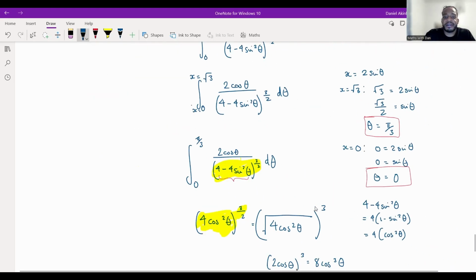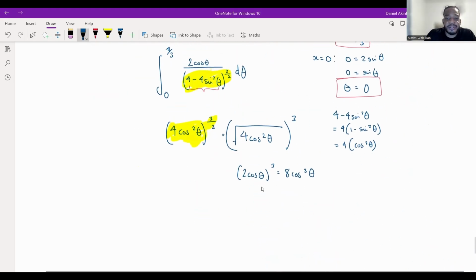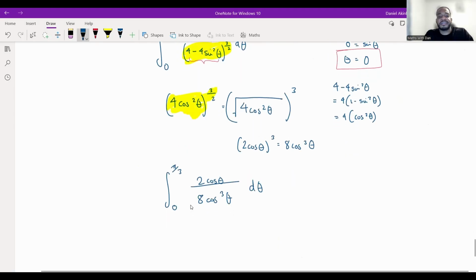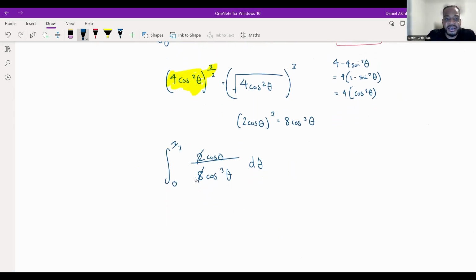So the actual integral becomes: I've got the integral between 0 and pi over 3. It's 2 cos theta on the numerator, over 8 cos cubed theta on the denominator, d theta. Now, that 2 and that 8 will cancel to be a quarter, pi over 3. And then I've got cos theta over cos cubed theta, which is going to be 1 over cos squared theta. So it becomes 1 over 4 cos squared theta d theta.